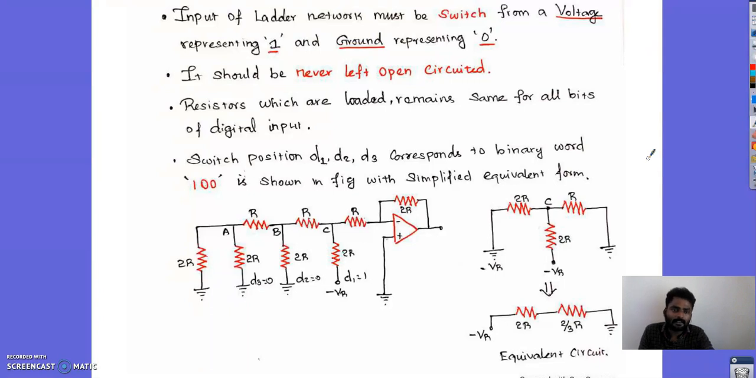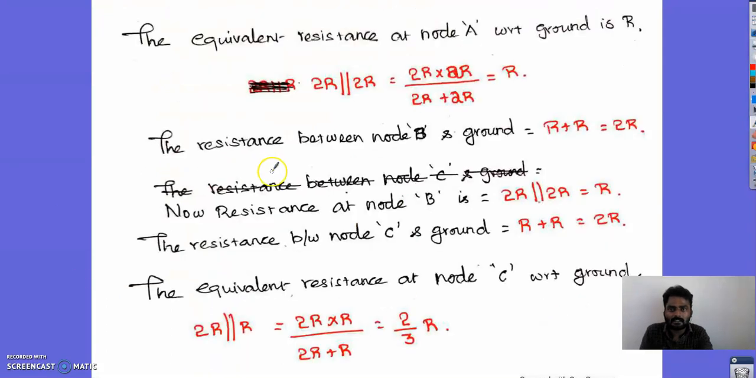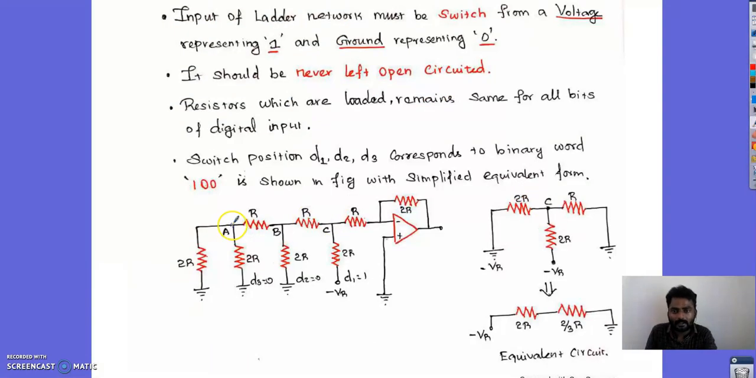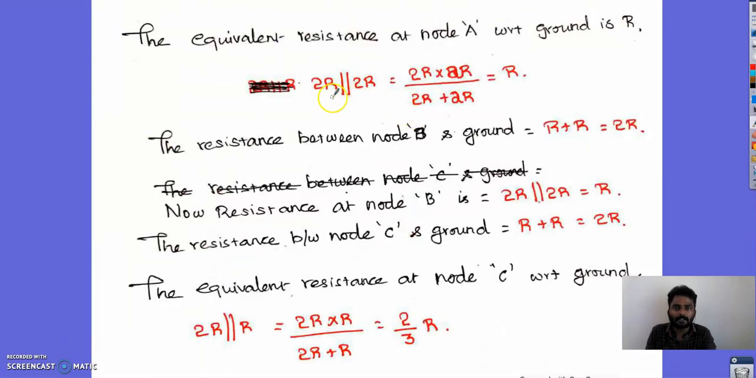And we are forming the simplified equivalent circuit in this slide, and we are simplifying the circuit, and finally the equivalent circuit will be like this. That is, between the voltage and ground, it forms a 2R and 2 by 3R, and the derivation is over here. So the equivalent resistance at node A, and here is node A. So here equivalent resistance is 2R parallel to 2R. So I have done the parallel operation. So 2R by 2R is equal to 2R into 2R divided by 2R plus 2R. That is R1, R2: if R1 and R2 are in parallel, then the parallel formula is R1 R2 divided by R1 plus R2, which is equal to R.